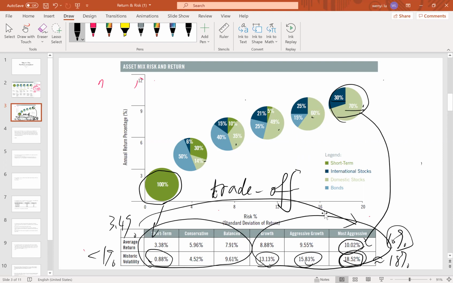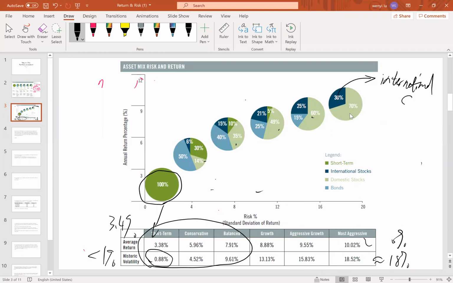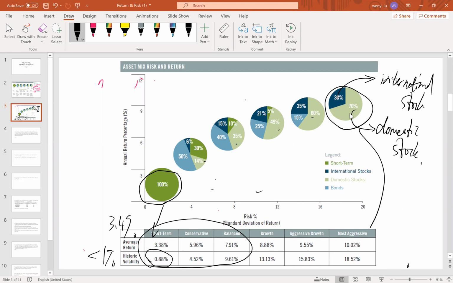Okay, so I just describe the curve here. This one is the most risky investment. The aggressive investors will put 100% of their money in stock, 30% in international stock and 70% in domestic stock. This is the most risky investment, but the return is also high. Return is 10%, risk is 18%.